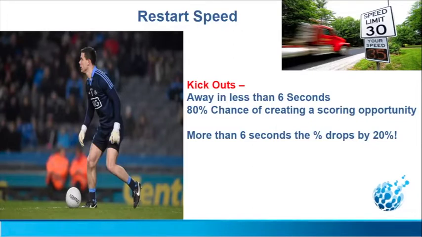That was absolutely huge. Like, so more than 6 seconds, the percentage of your scoring opportunities drops by 20%. So if you can get the kick out away inside 6 or 8 seconds, you have an 80% chance of creating a scoring opportunity, right? You have an 80% chance of creating a scoring opportunity. Now, if you think about this, coaches, if the ball goes dead and you're switched on, the forward line might take 10 to 15 seconds to switch on. If you have a kick out away inside that 6-8 seconds, you're building straight away.